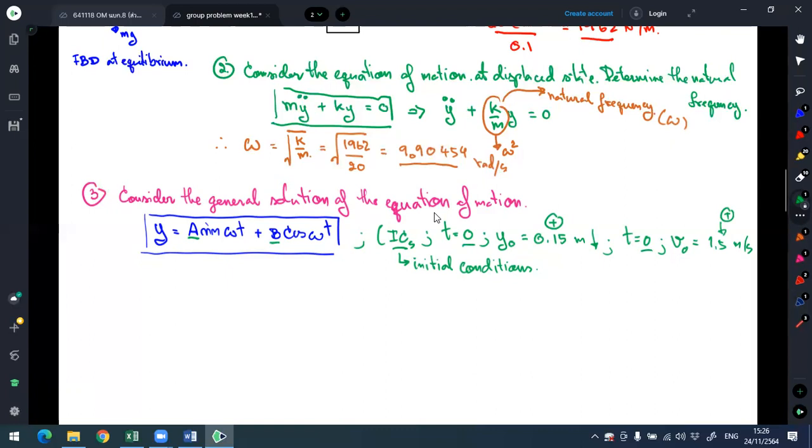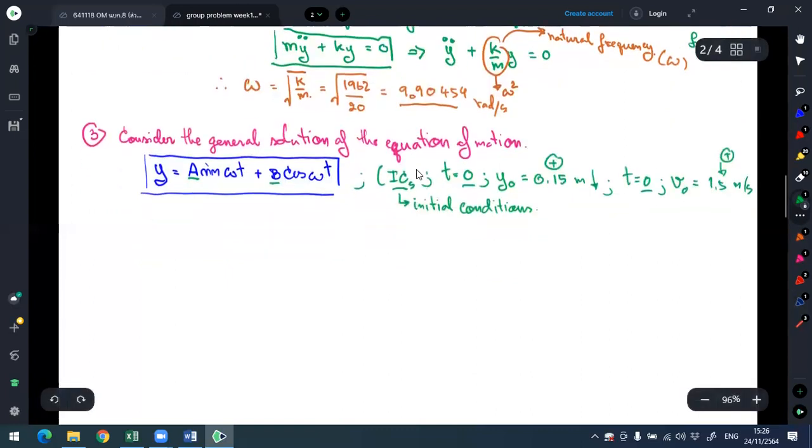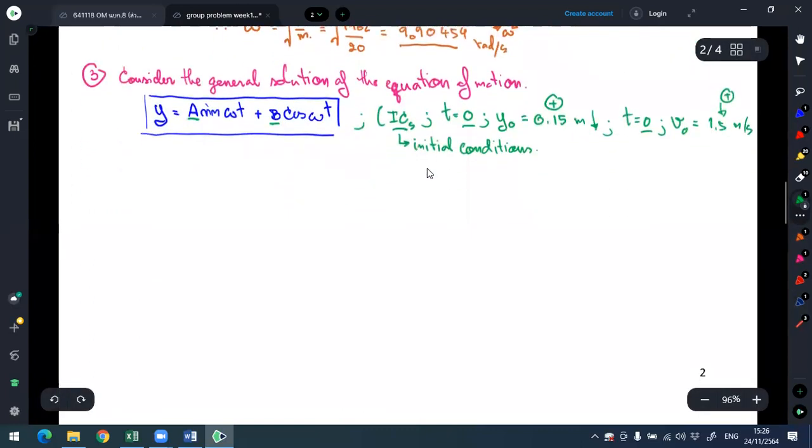So from the initial condition, we have two conditions, right? When time equals 0, y equals 0.15. When time equals 0, velocity equals 1.5. We consider the first condition.